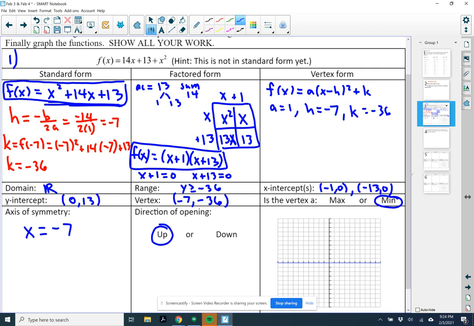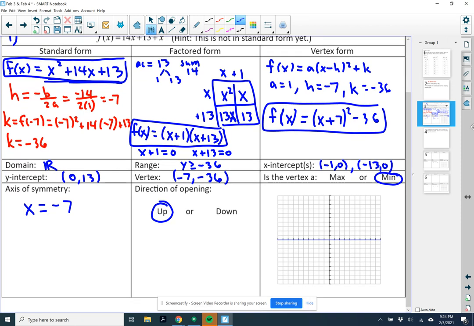We'll plug those numbers into this little formula. Not standard form. Which form? The vertex form. Okay. We'll plug in the a. I'm not even going to write the a. X minus negative 7. Subtracting a negative 7 is the same as adding 7. And there is our vertex form. Right? And we've got all the information we need. The only thing left to do is the graph.